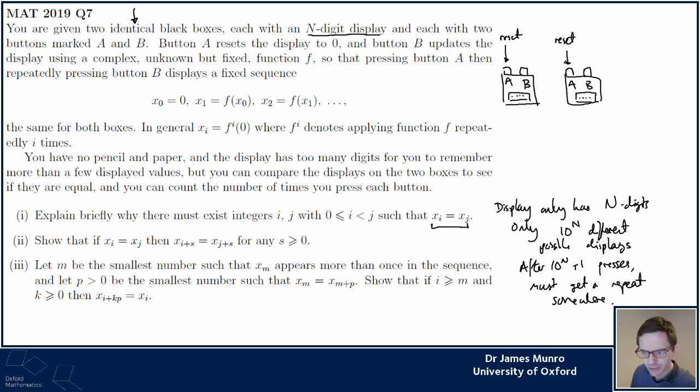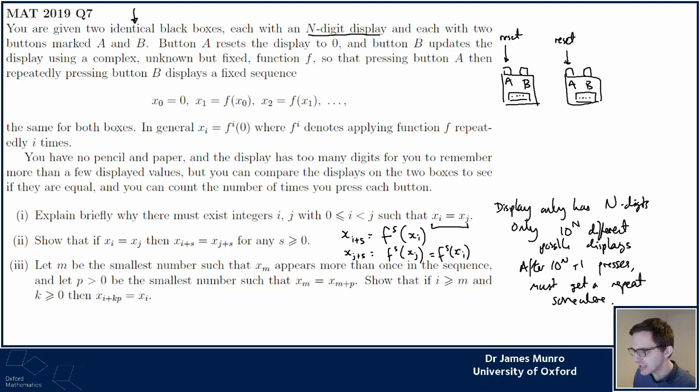Okay, part two, show that if xi is equal to xj, so if the displays agree after i presses or after j presses, then x(i+s) is equal to x(j+s) for any s bigger than or equal to zero. Okay, so I suppose this means x(i+s) is what you would get if you press the button s more times. So first press it i times to get to xi, and then press the button s more times. That's what x(i+s) means. And x(j+s) is what happens if you press the button j times, and then press the button s more times. Okay, but these things are equal because xi is equal to xj.